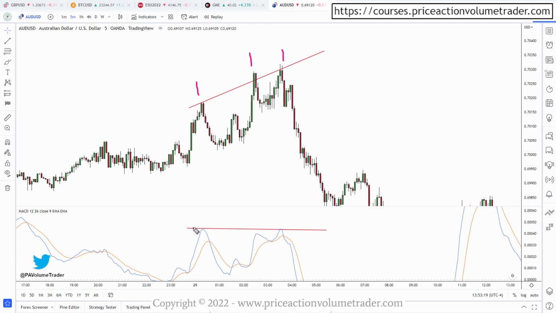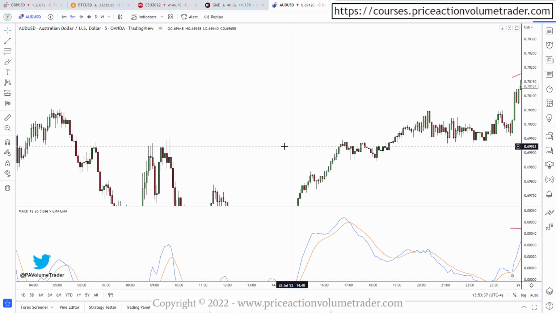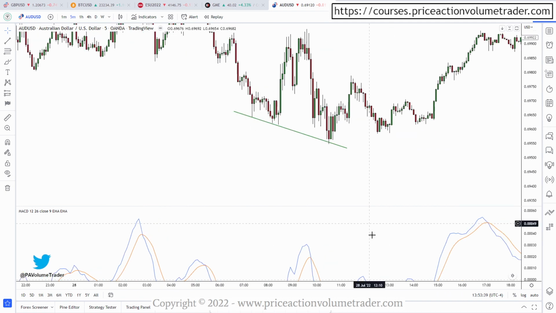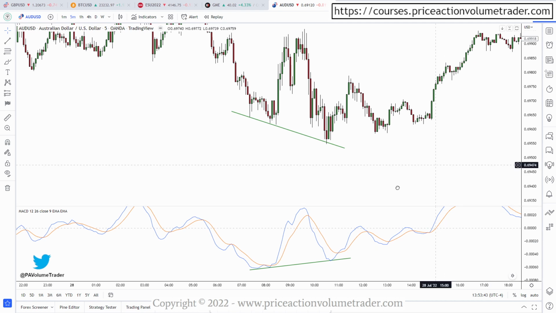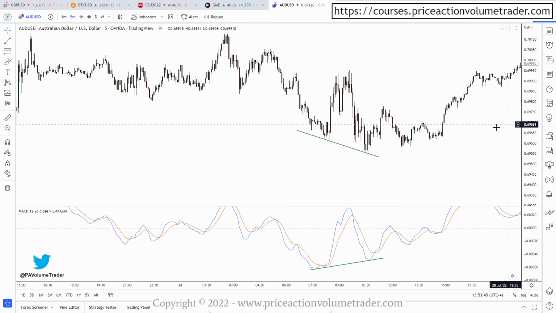Market is pushing up, MACD is giving a bearish divergence. And then here, once we break this support level, clearly market structure has just gone over here. And then we had a very impulsive move there. Here's another bullish divergence.